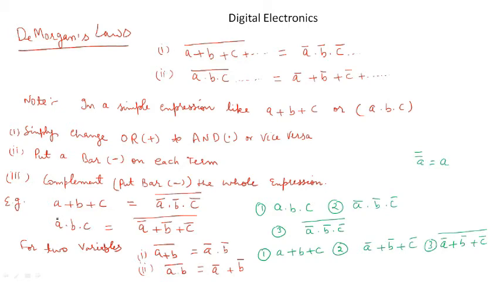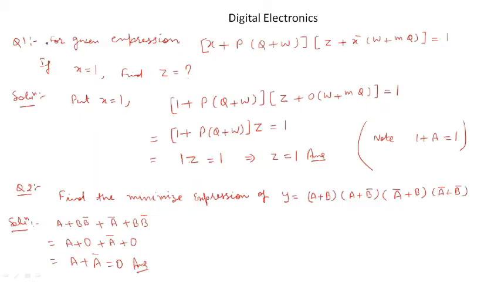So you have to complement this, then it will be A dot B dot C whole complement, and you can see that this is your second De Morgan's law. So we can prove or find De Morgan's law by using these three steps. For two variables, we can write De Morgan's law like A plus B complement is equal to A bar dot B bar, and the second, A dot B whole bar, can be written as A bar plus B bar. Now we will solve some numerical problems.